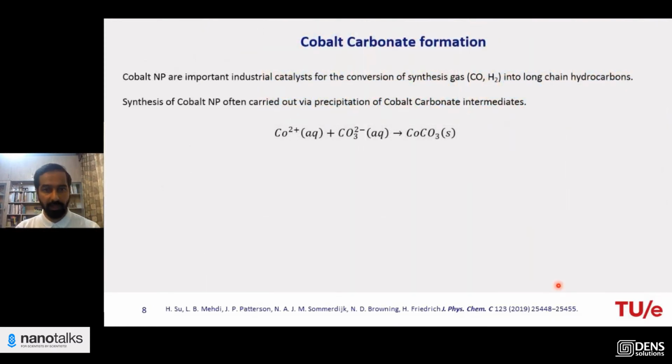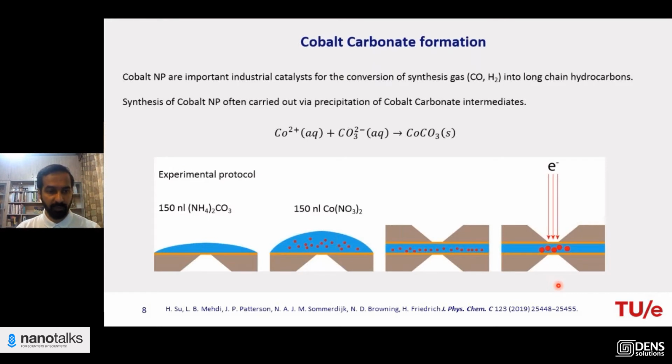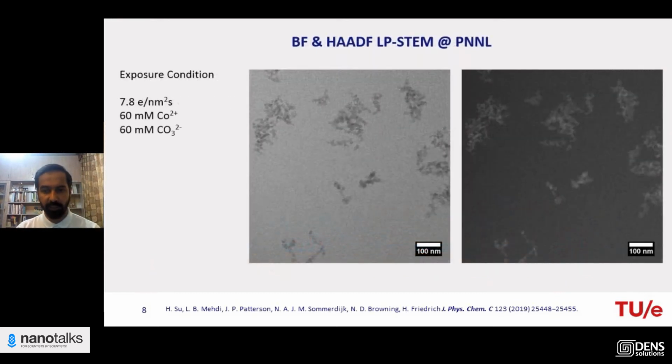The other example I want to talk about is the cobalt carbonate formation, the beautiful paper of my colleague Hao Su, where very little samples of cobalt and ammonium carbonate were mixed together and, under the electron beam, monitored for the changes that are happening, both at the same time in bright field and dark field, which is the ability of the microscope at PNNL.